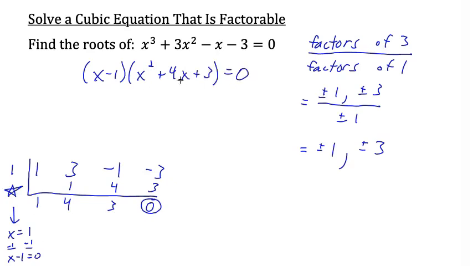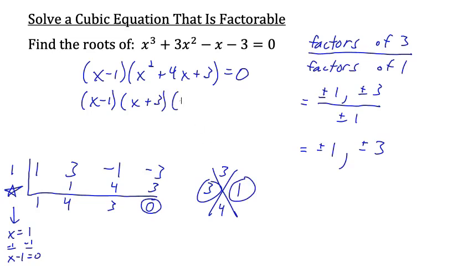Now we have a binomial times a trinomial. Let's see if we can factor this trinomial some more. So I want 2 numbers that multiply to make 3, that add up to 4. And sure enough, 3 times 1 equals 3, and 3 plus 1 equals 4. So we have factors of x minus 1, x plus 3, and x plus 1.